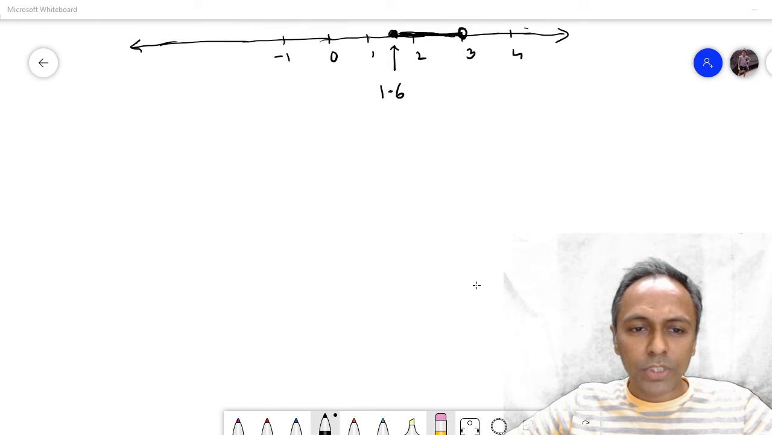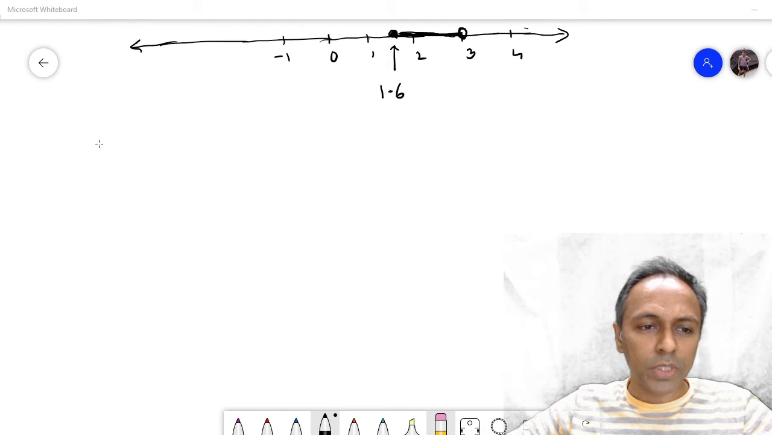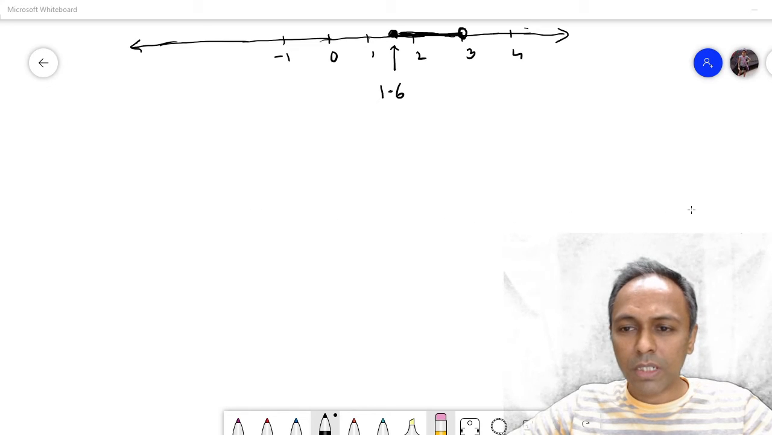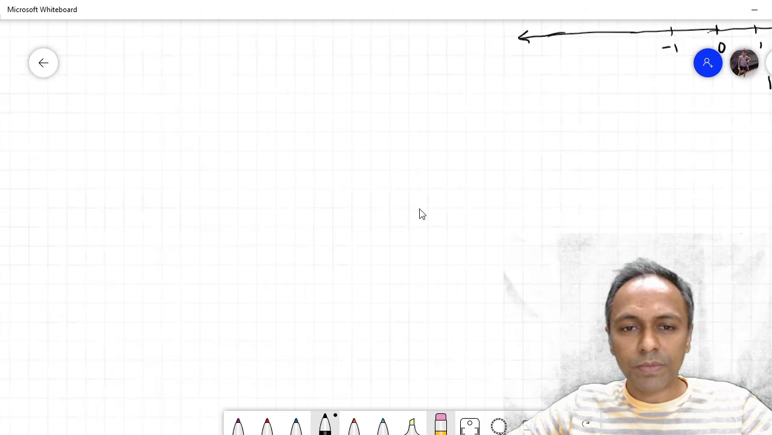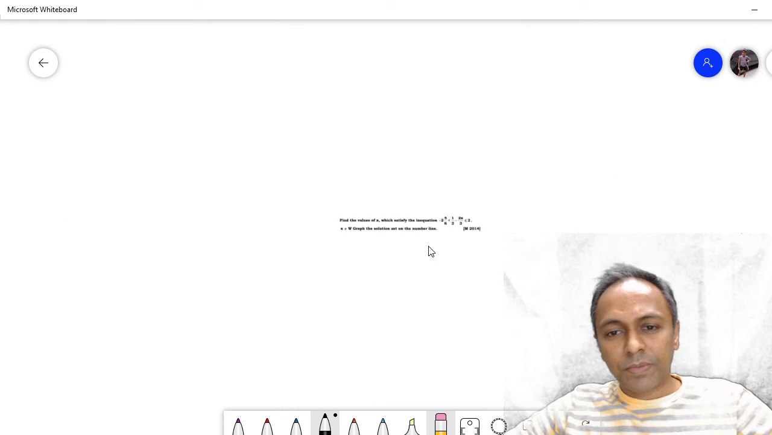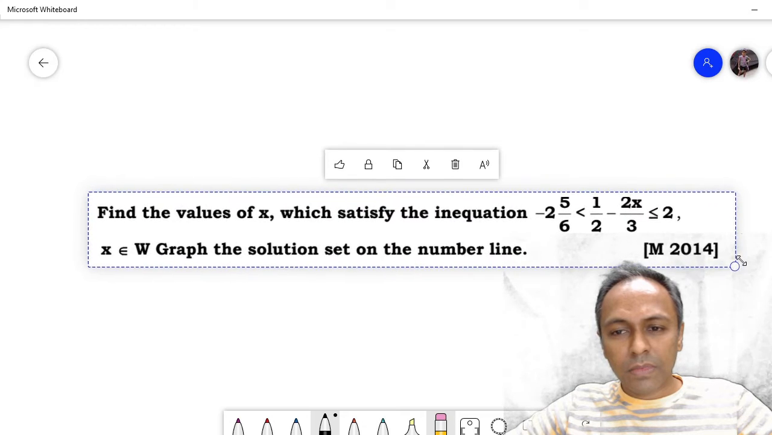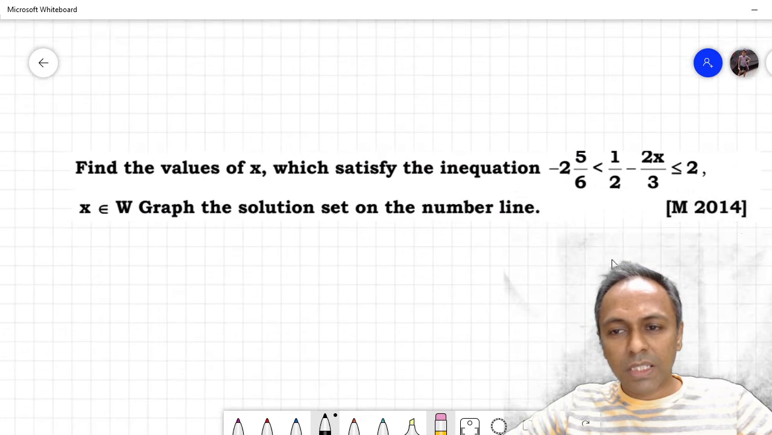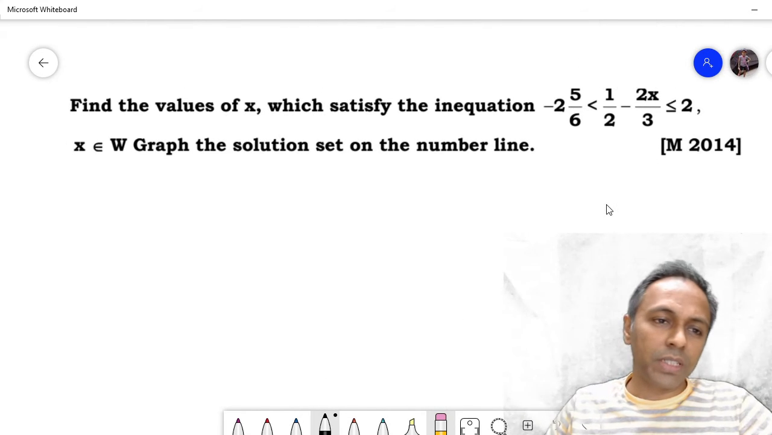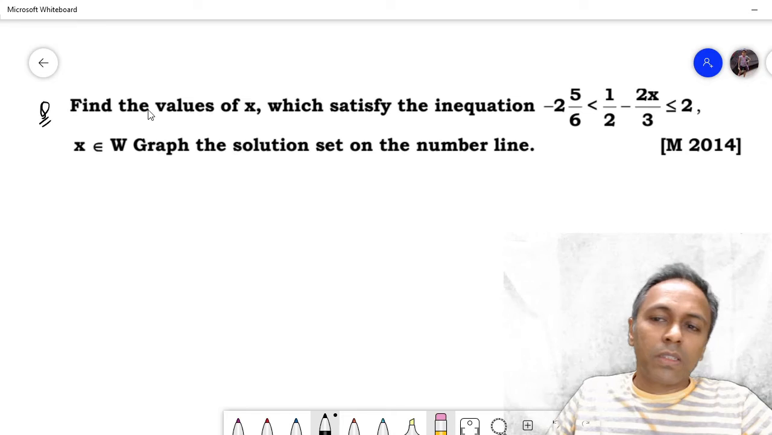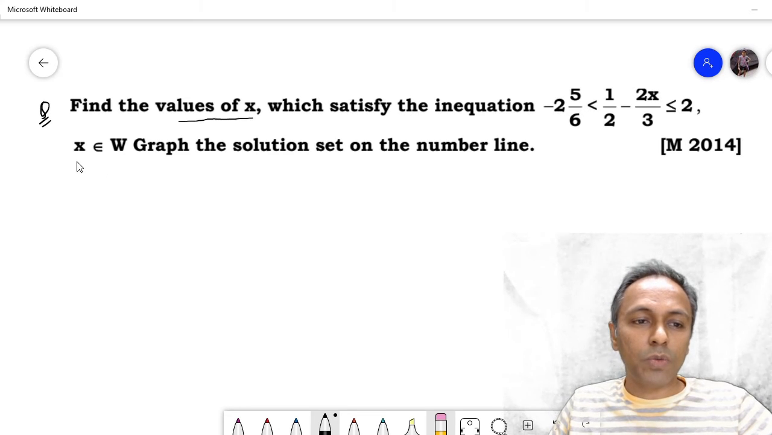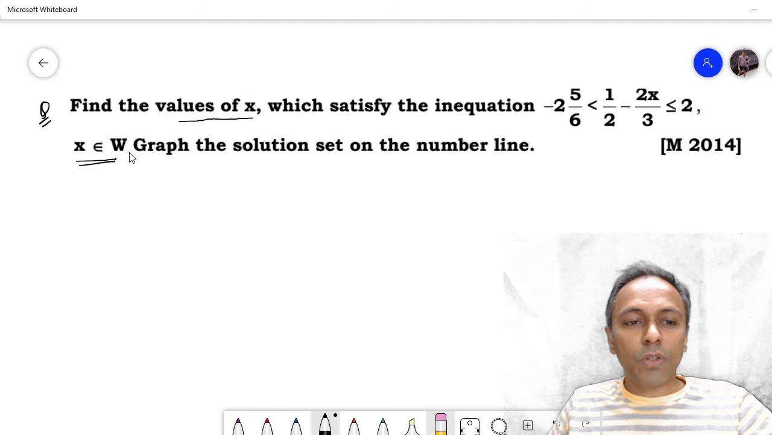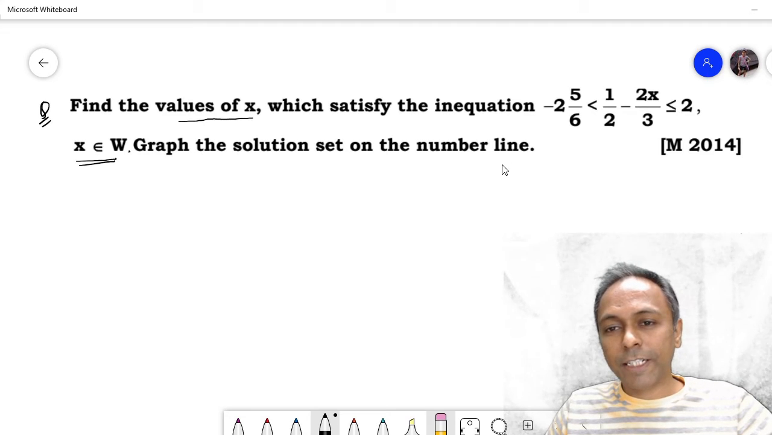Let us take up one more board question. Let us this time take a question on whole numbers, so that सारे खाली रियल के ना करें हम लोग, एक अलग लेते हैं. ठीक है, क्वेश्चन लेते हैं. 2014. Find the values of x for which the inequation holds, where x belongs to W, whole numbers, and you also have to graph the solution on the number line.